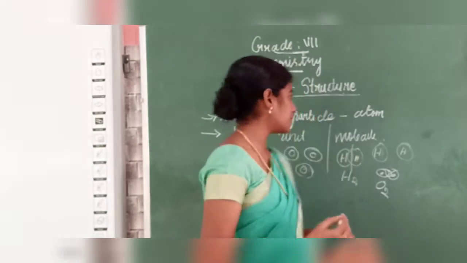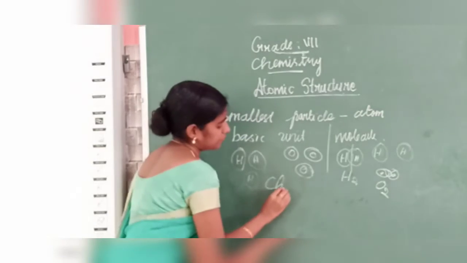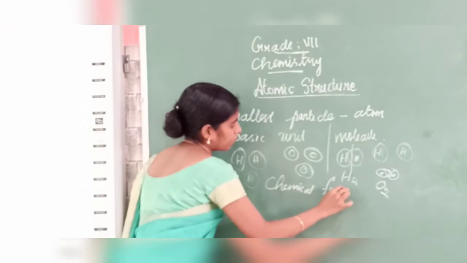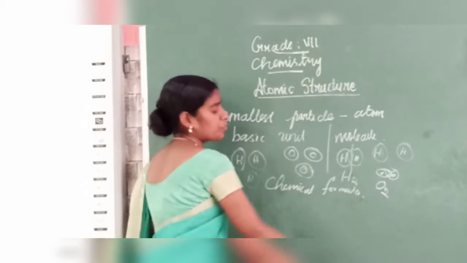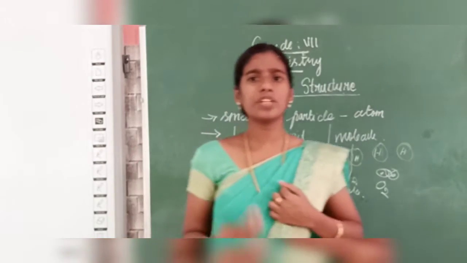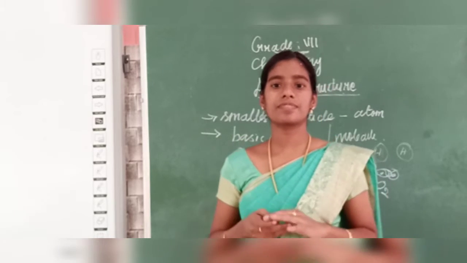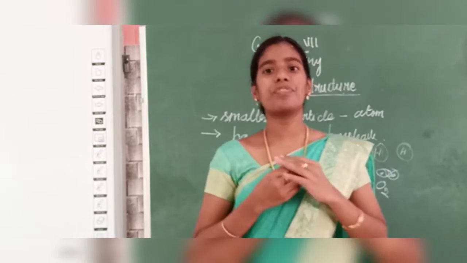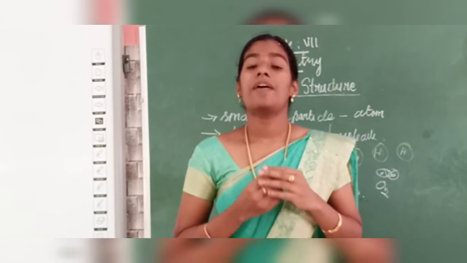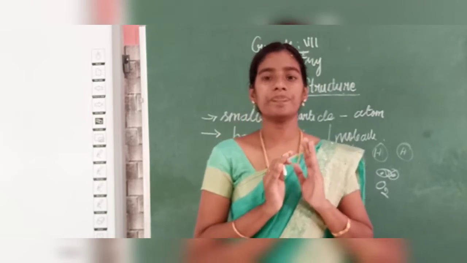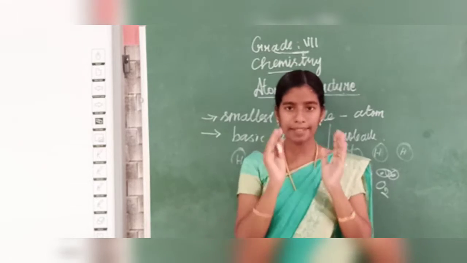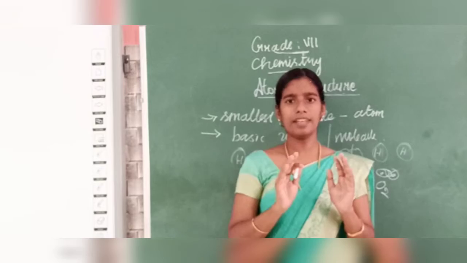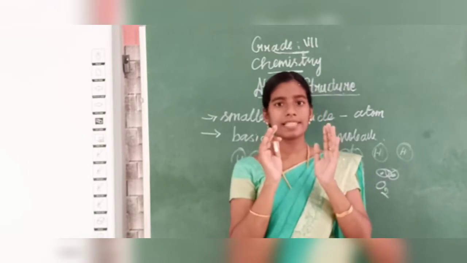Next, what have we learned? We have learned about the chemical formula. For what do we use this word chemical formula? When an atom is considered, we are saying it's an element. Then it is represented by some symbols.